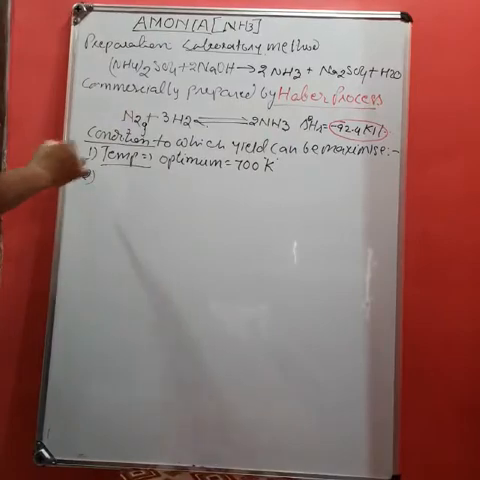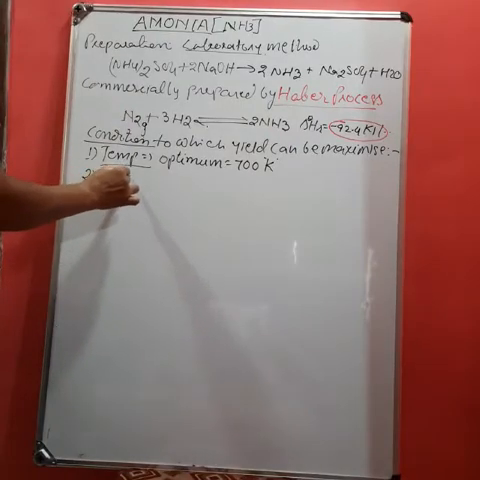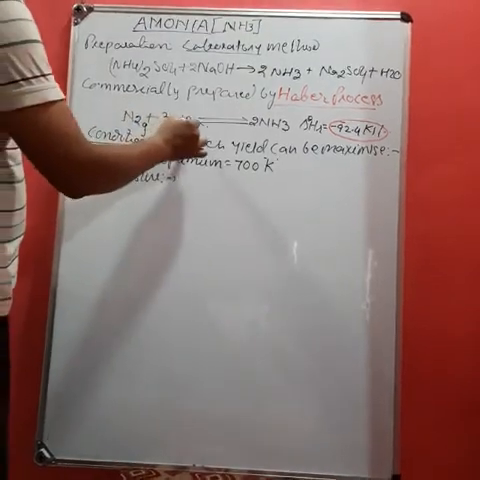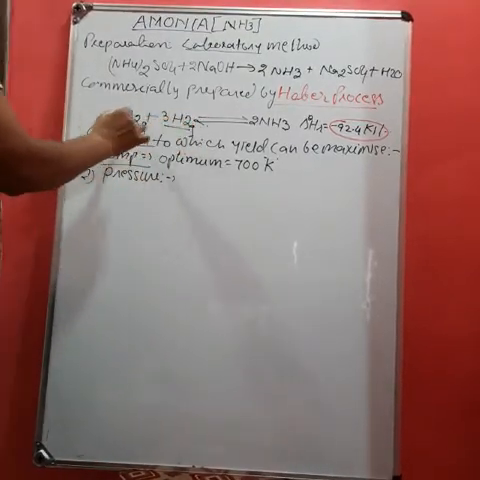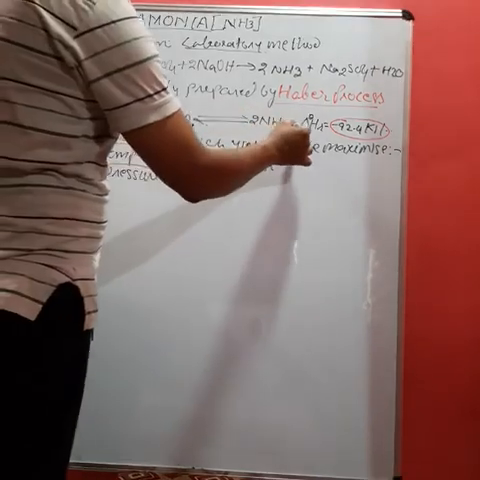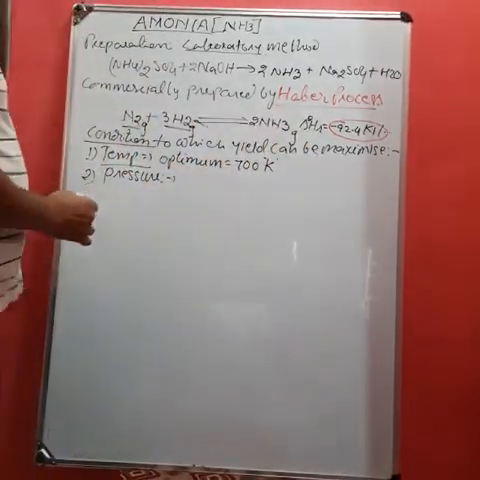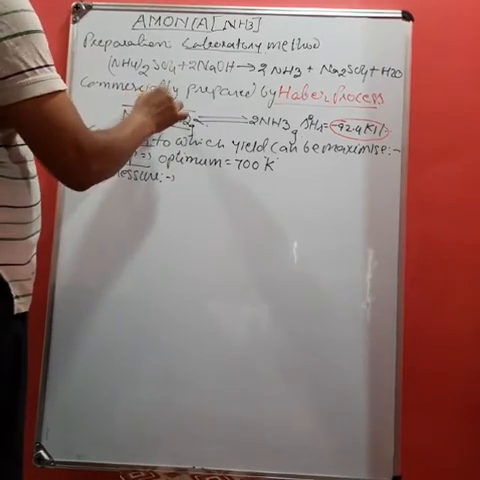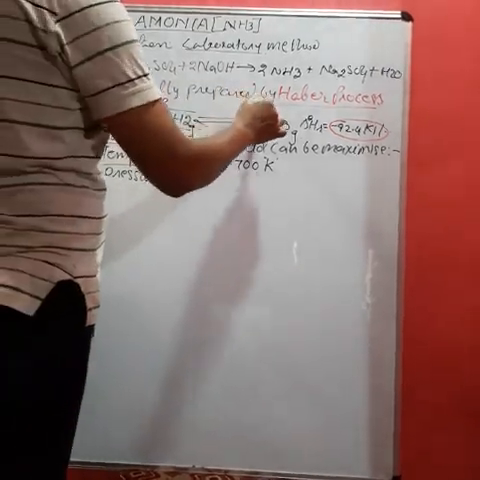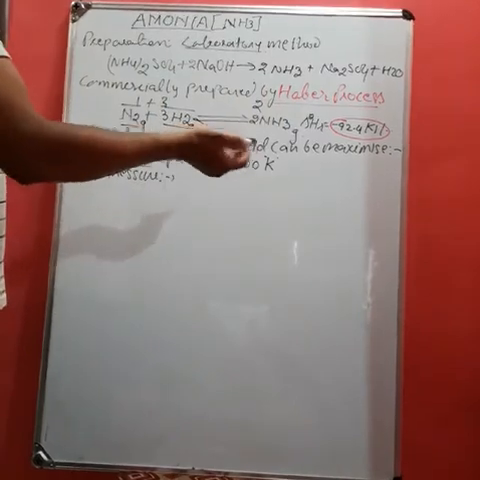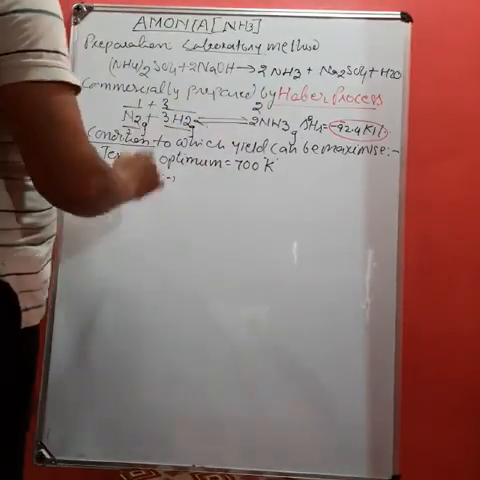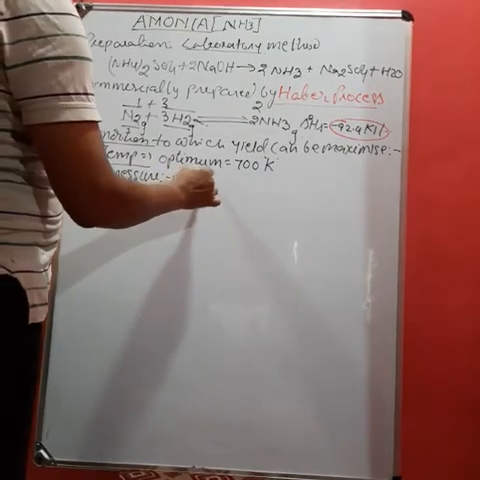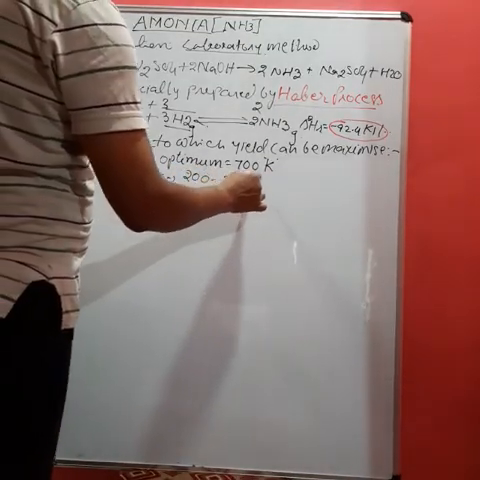The second one is pressure. Students, you can see here gases are involved as reactants, and also a gas is formed. Okay, but the number of moles of gases is 1 plus 3 equal to 4, while here what? 2 moles. Therefore, according to Le Chatelier principle, high pressure is required, and this high pressure is 200 to 300 atmospheric pressure.